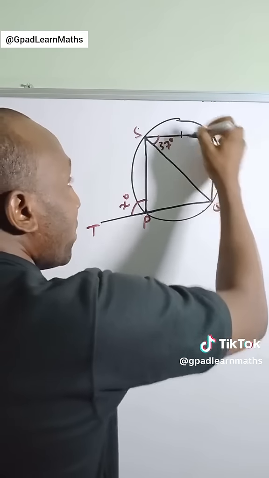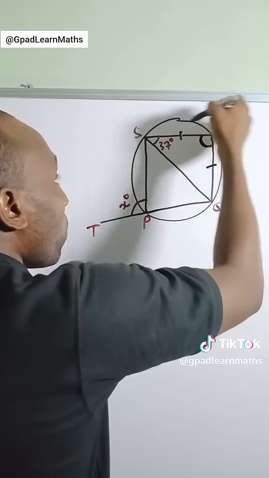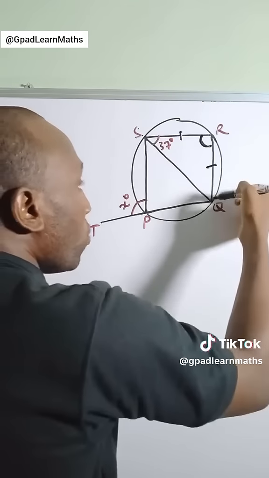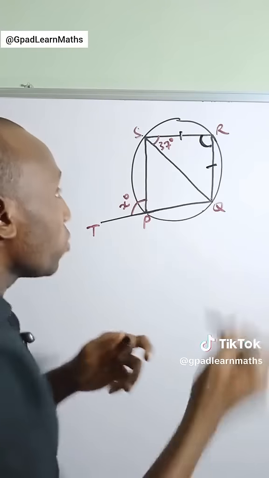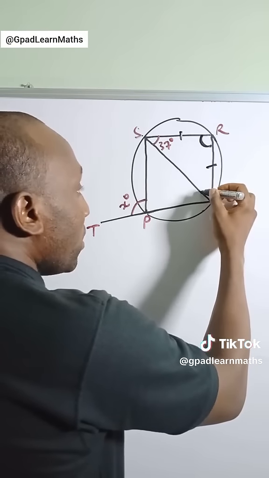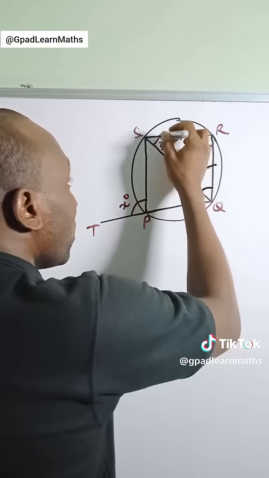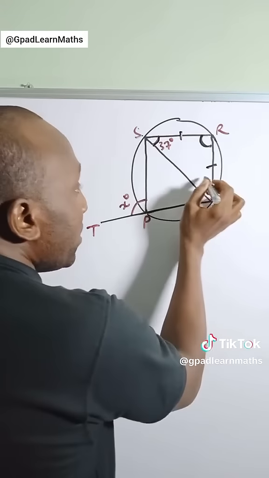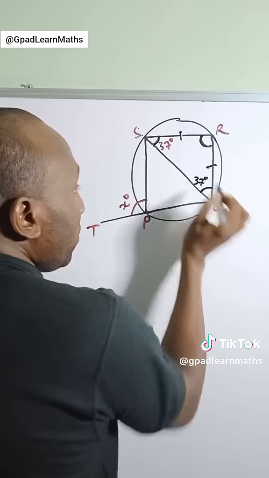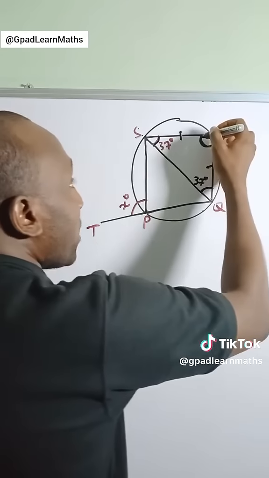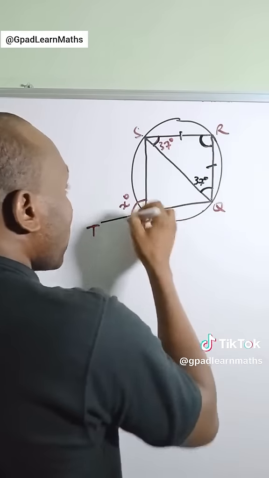Now look at this mark and this mark, meaning that this triangle SRQ is an isosceles triangle. So the base angles are equal. These are the base angles, this one and this. So if this is 37, this is also 37 degrees. Okay, now how do we get this angle since we need it to get X?